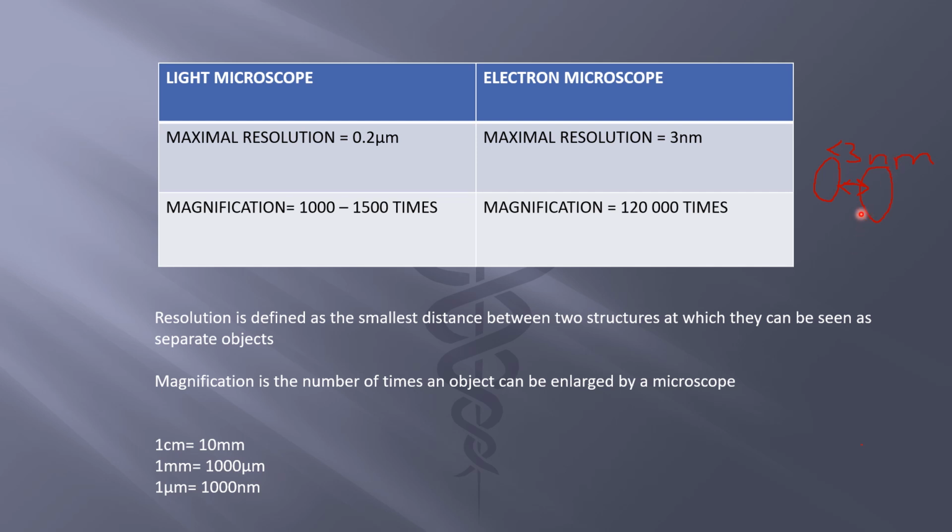Right, it surpasses the resolving power of the microscope, so your microscope is going to view them as one. But if the distance between these two adjacent mitochondria was greater than 3 nanometers, your microscope would be able to distinguish between the two mitochondria. You would actually be able to see that they are two mitochondria instead of one. All right, that is the definition of resolution.